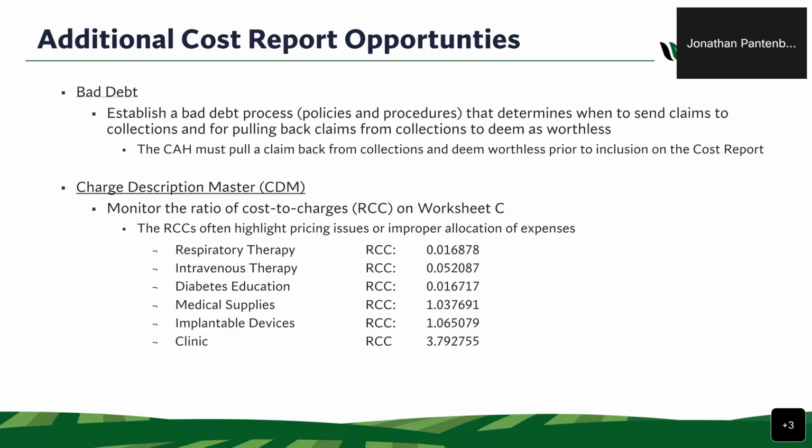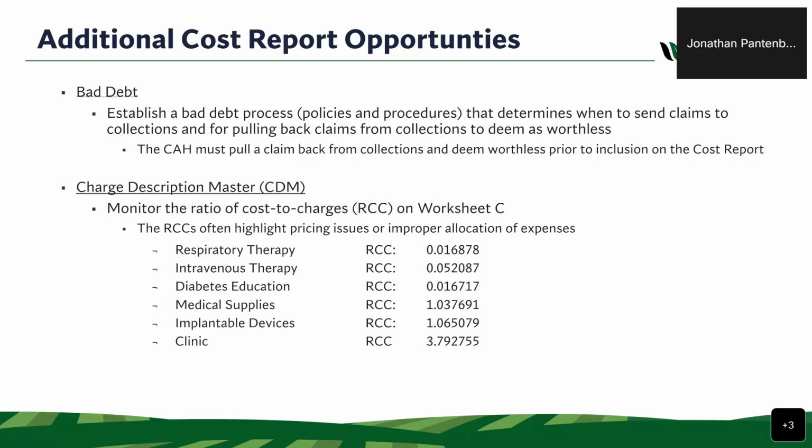When we're looking at our ratio of cost to charge, what I can tell you is anytime the RCC, that ratio of cost to charge, is less than 1, your charge structure or the charges for those services is higher than the cost to provide those services. Anytime the RCC is greater than 1, then the charges for those services or supplies is less than the actual cost for providing those services or supplies.